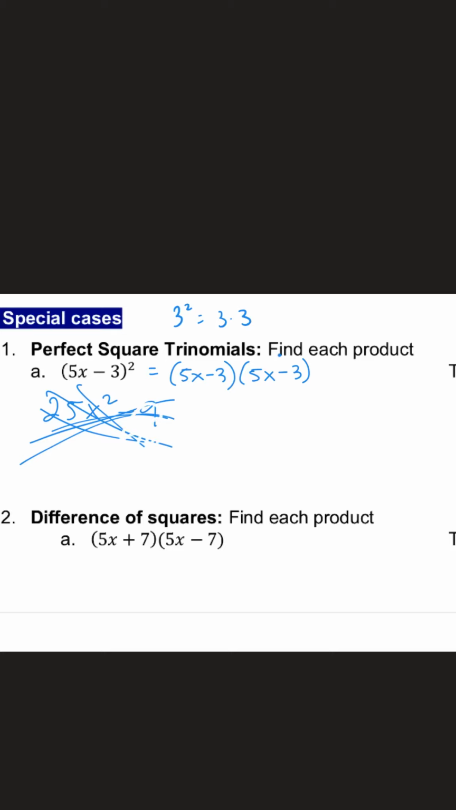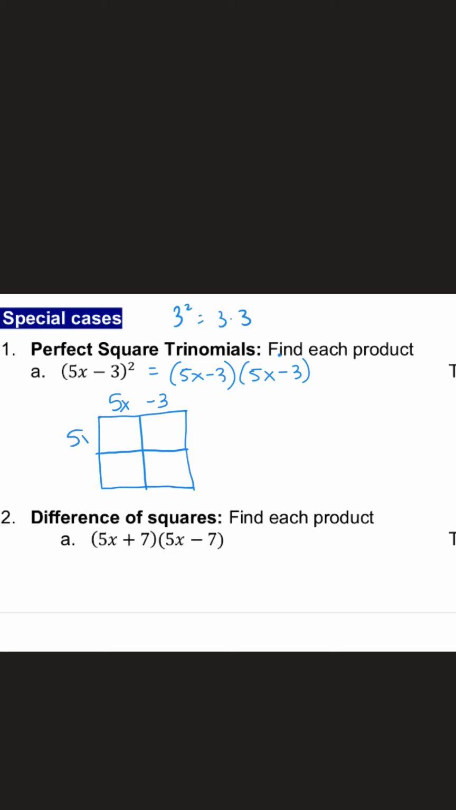So let's erase that guy. Let's get it off our paper because it's wrong. And let's do it the correct way. So here's the correct way, ladies and gentlemen. We're going to create a box, just like before. And we're going to put one binomial on the top and one binomial on the side. So 5x and negative 3. Now we're just going to multiply them together just like we did before.